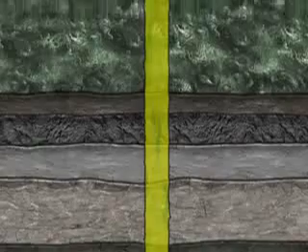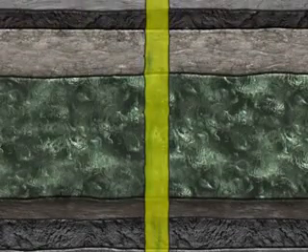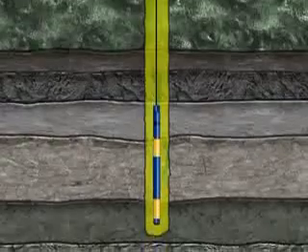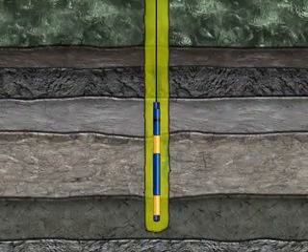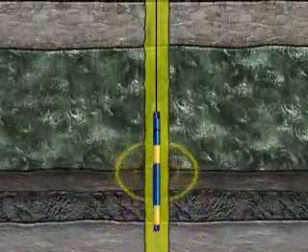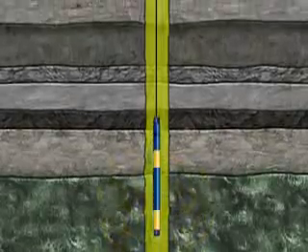It is a common practice to lower wireline logging tools to evaluate the formation and determine the economic feasibility of the drilled well. This is done by logging the anticipated pay zone through various types of sensors to determine the key properties of the zone.